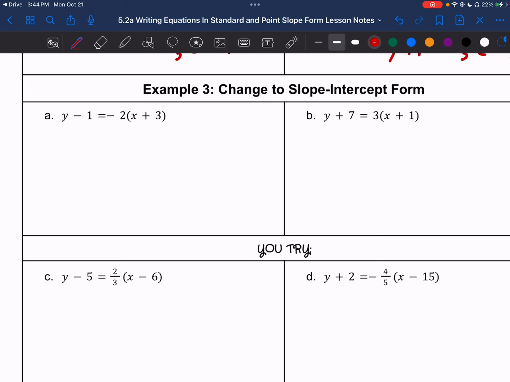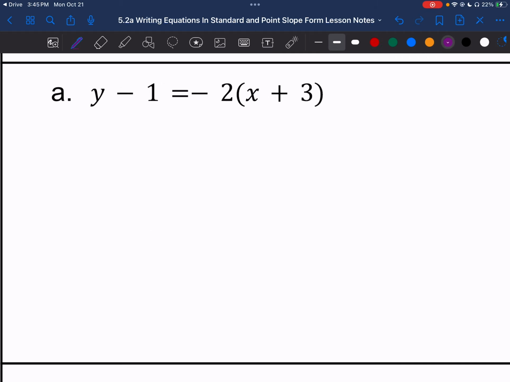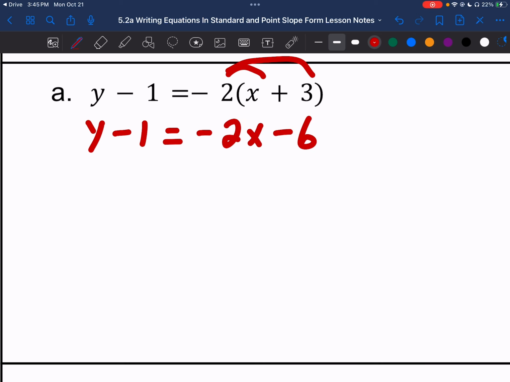Now, this is where you'll be able to see how these equations can be converted and manipulated a little bit. So if we have letter A, my first step is going to be the distributive property on the right. So I get y minus 1 is equal to negative 2x minus 6. And this is all work that we've done before. We add 1 to both sides. Y is equal to negative 2x minus 5.